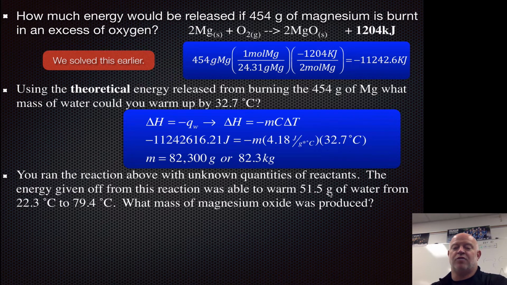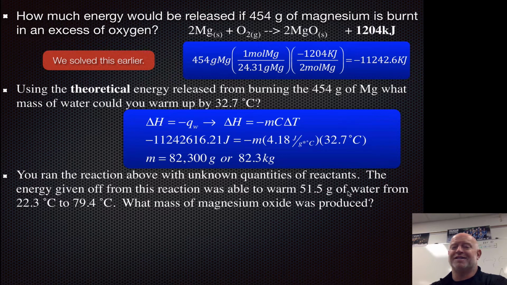So we know the mass of water we're warming up. We know the temperature changes here. What mass of magnesium oxide was also produced? So in this scenario, we're going to use the temperature change for water to then be able to solve for the amount of magnesium oxide produced in this process.